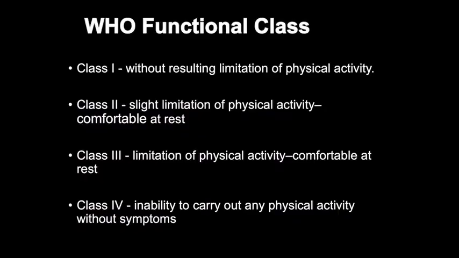Now, as we were talking about the WHO functional class, class 1 is the patient with pulmonary hypertension, but without resulting limitation of physical activity. Ordinary physical activity does not cause undue dyspnea or fatigue or chest pain or near syncope. When we talk about class 2, there is a slight limitation of physical activity. The patient is comfortable at rest. Ordinary physical activity causes undue dyspnea or fatigue, chest pain, or near syncopal attacks.